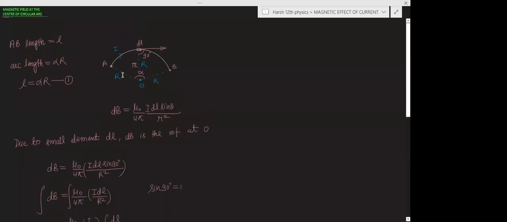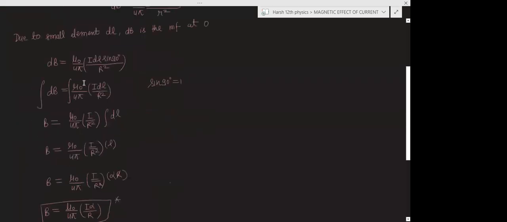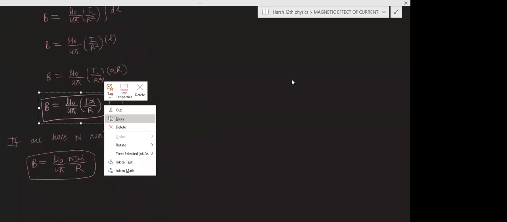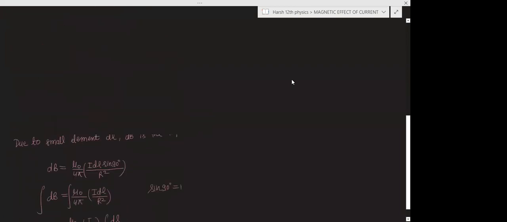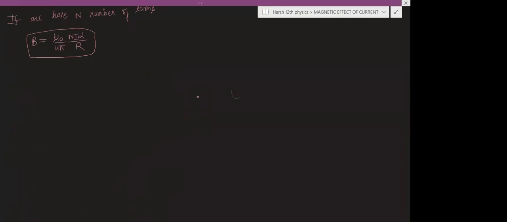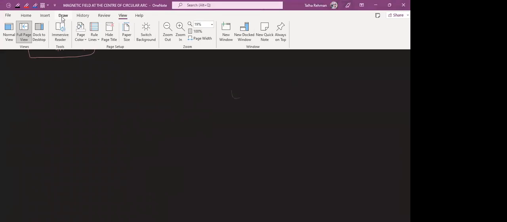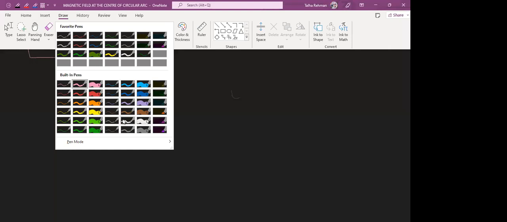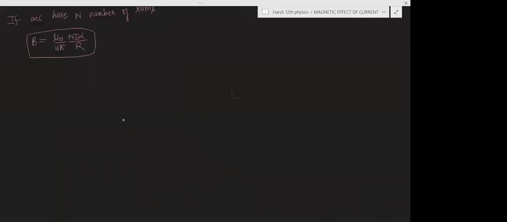So this is the case of the magnetic field at the center of the circular coil, and you should know this result. Now, talking about the direction, initially you had the straight wire. For the straight wire, you use the right hand thumb rule. For the direction of the magnetic field in this kind of wire, you will use the modified right hand thumb rule.